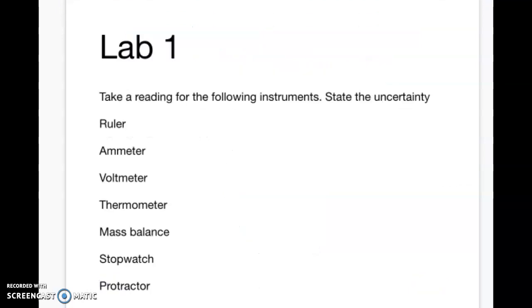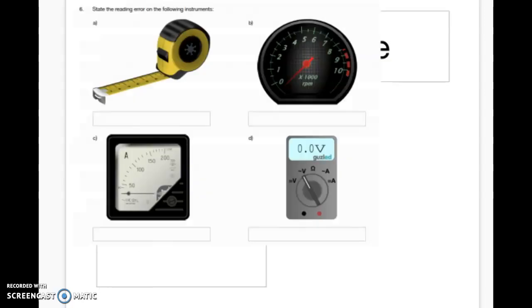I'd like you to try some of these readings at home or at school. Use a ruler to measure the dimensions of your page. Have a look at the ammeter and voltmeter readings and see if you can decide what the uncertainty is. Same with the thermometer, stopwatch and protractor. If you do a few of these, we should be okay. Similarly, if you want to try this exercise and check your answers.